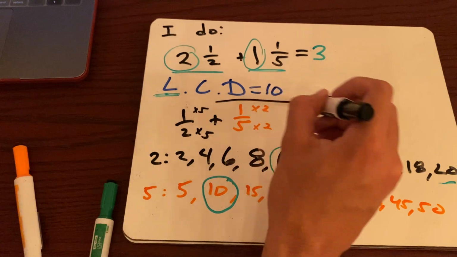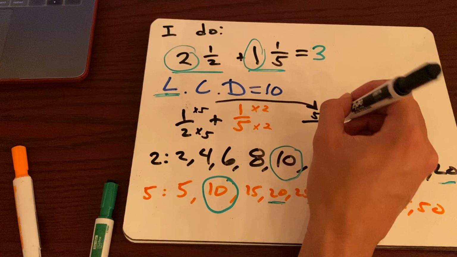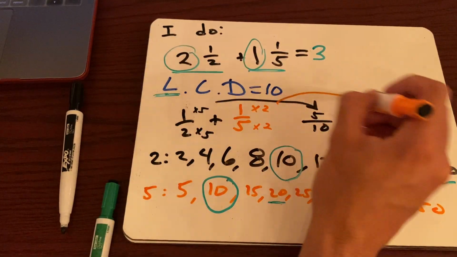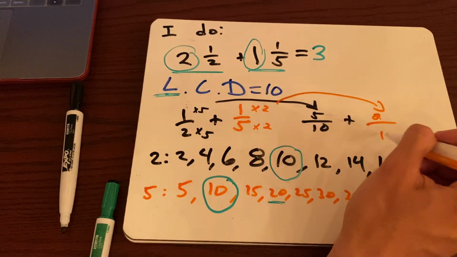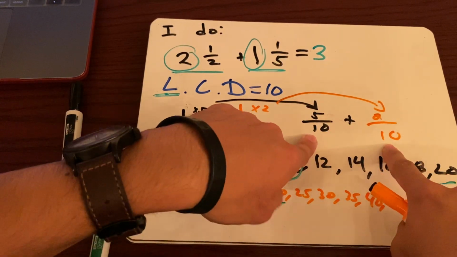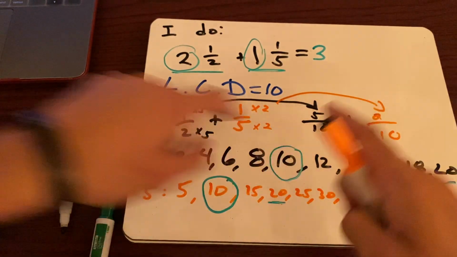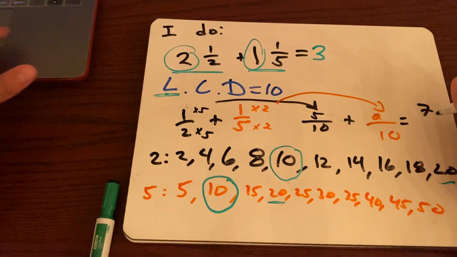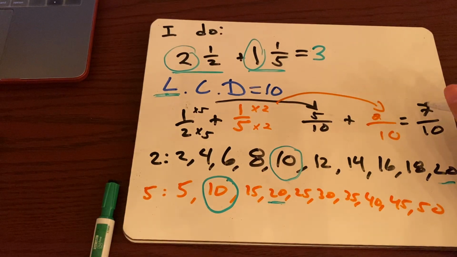Now let's go ahead and see what we have. 1 times 5, 5. 2 times 5, 10. We're adding it up. 1 times 2, 2. 5 times 2, 10. And now look what we have. We have two fractions whose denominators are the same, so we could go ahead and add. 5 plus 2, that'll give me 7. And then we don't add our denominators, that stays like that. So it's 7 over 10.